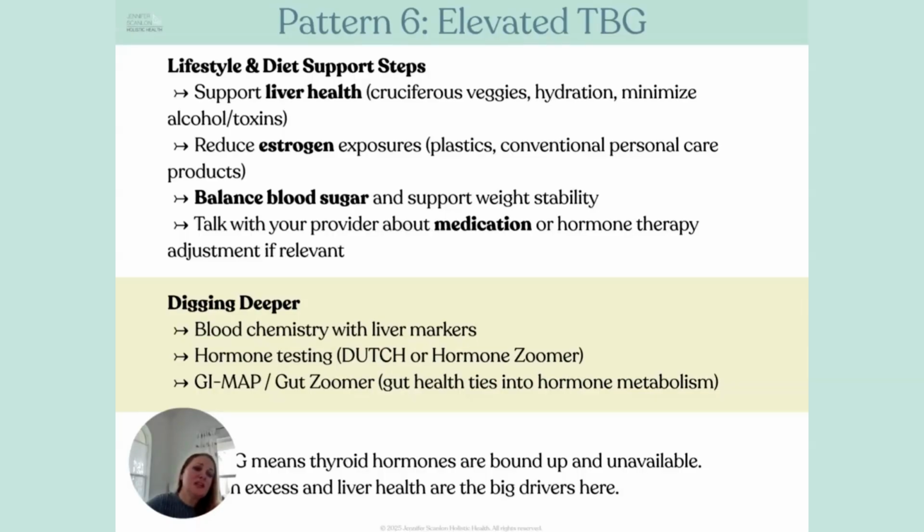You also want to make sure that your blood sugar is balanced. That helps support your weight stability, because adipose tissue does create more estrogen. And you want to talk with your provider about medication or hormone therapy adjustment if that might be the problem. Digging deeper, we want to look at blood chem with liver markers, hormone testing, either the Dutch or the hormone zoomer are the ones I like to use, and then the GI map or gut zoomer because gut health does tie also into hormone metabolism.